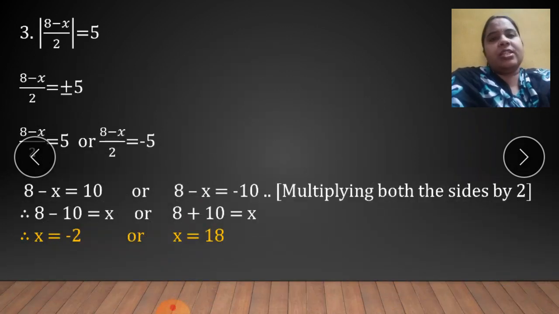The next question is this. Mod of 8 minus x upon 2 is equal to 5. Correct? Not difficult at all. The only thing is it is having a fraction. Absolutely easy.